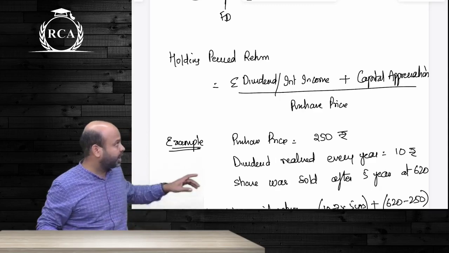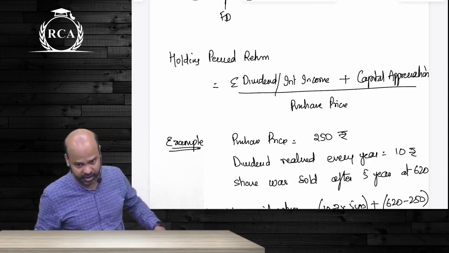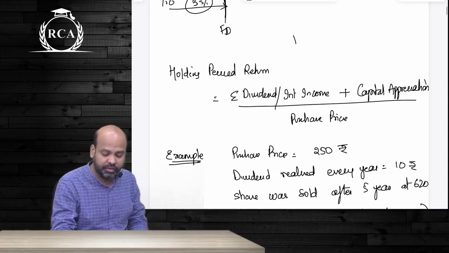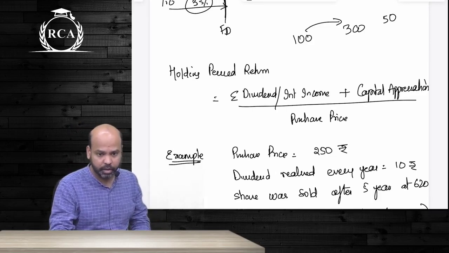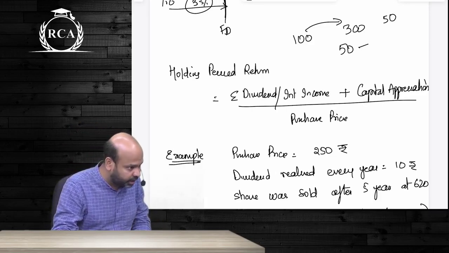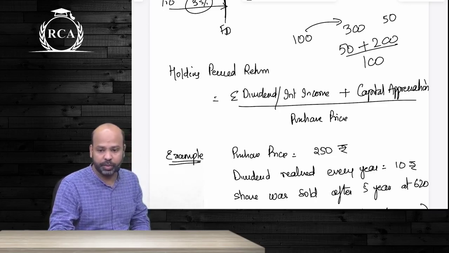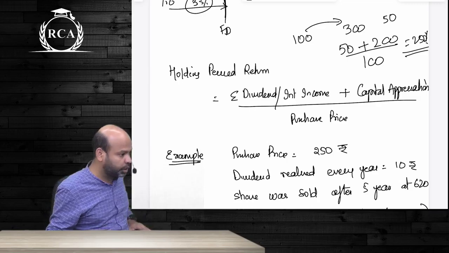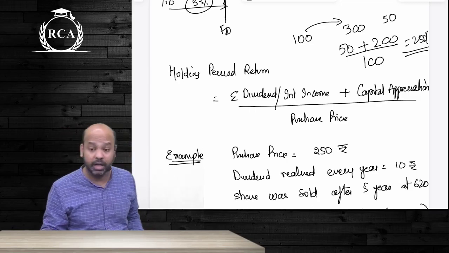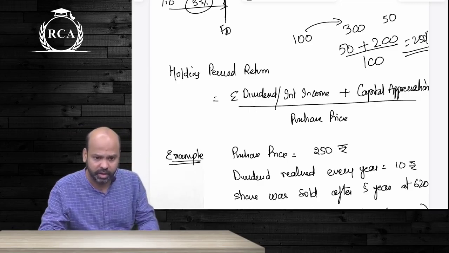So here you will take the summation of all your dividend or interest income and then take your capital appreciation. So you purchased a share for 100 rupees, you are selling it for 300 rupees, and you also got dividends of 50 rupees. So 50 rupees is your dividend income, capital appreciation is 200, divided by 100 rupees. This will become your holding period return. It ignores the time value component and we cannot use the words per annum after holding period return. Are we clear about this, guys?